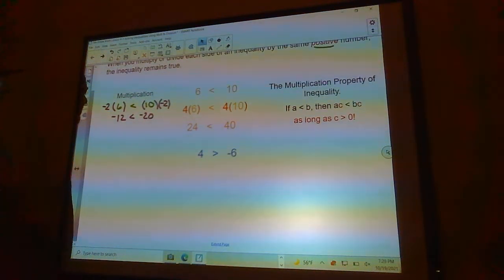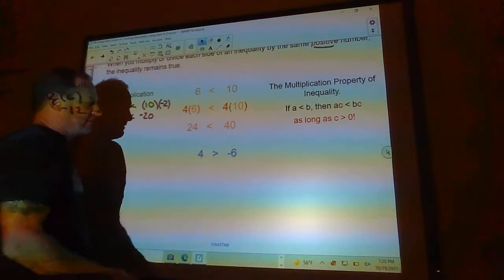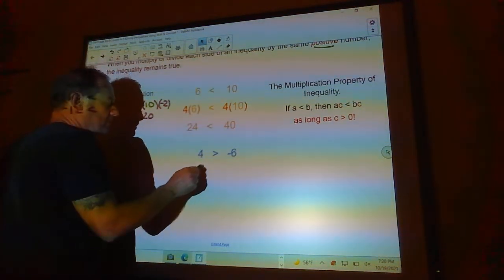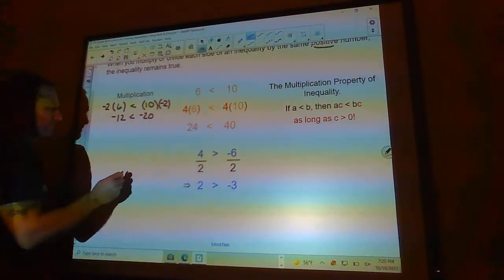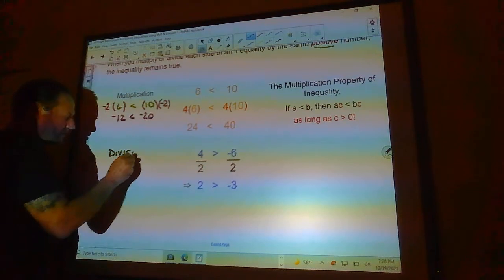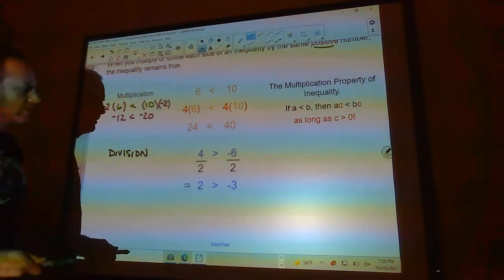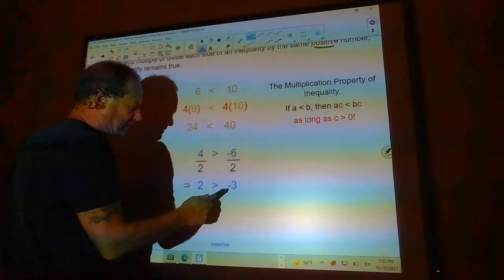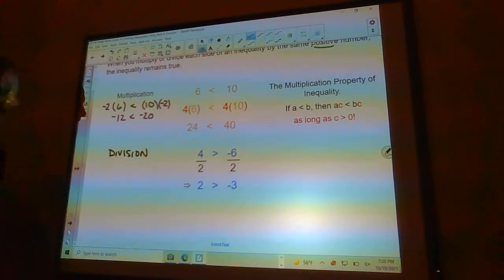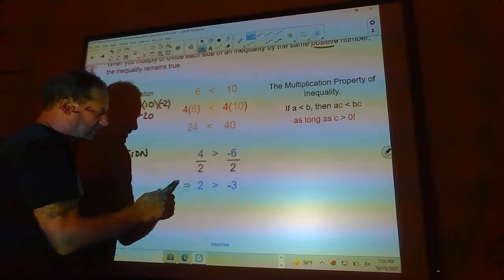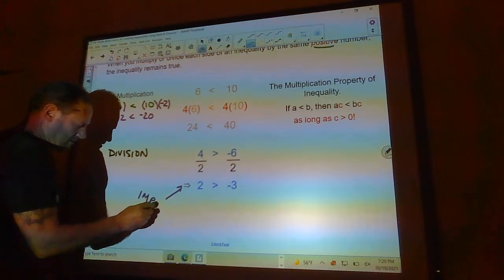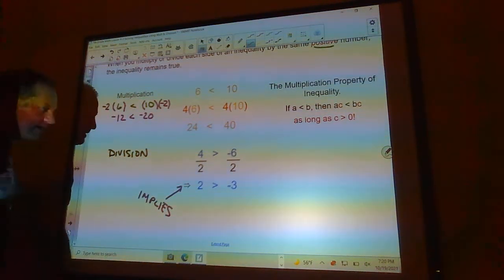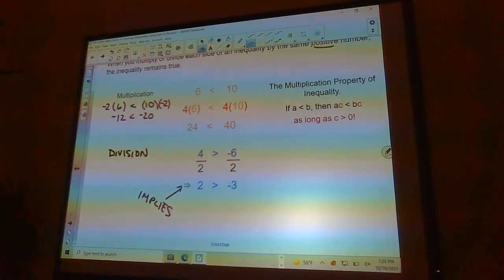Okay, what about if I divide? So I've got 4 is greater than negative 6. Okay, so what if I divide both sides by 2? And you know what? I should have written division. Okay, so 4 divided by 2 is 2. Negative 6 divided by 2 is negative 3. 2 is still bigger than negative 3. By the way, when you see this little arrow like this, it means implies. You're going to see that more and more as you get higher and higher in math. Okay, so again, it has to be true for as long as C is bigger than 0.